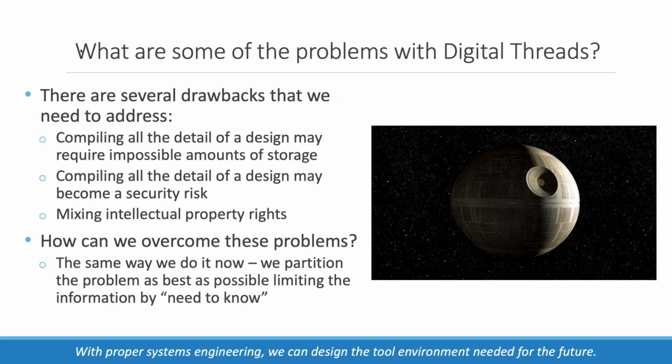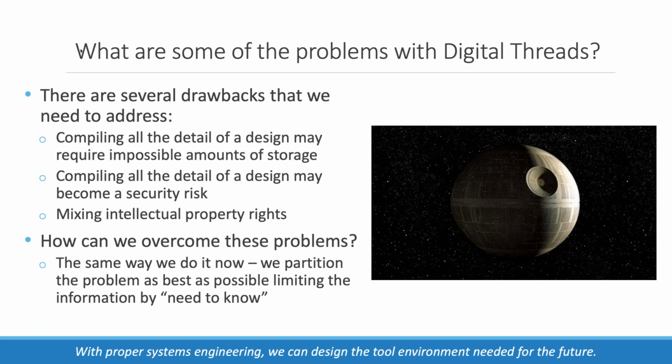So some of the problems with digital threads themselves, though. Okay, we have to address some of the potential drawbacks. First of all, compiling all this data together may be actually impossible in terms of the amount of storage we need. Someone estimated that exabytes of data are being produced from just a pair of jet engines on an aircraft today. Well, that's 10 to the 18th bytes of information. That's a lot of data. Where do we put all that? How do you find it? How do you search it? How do you get the data out that you need when you need it?